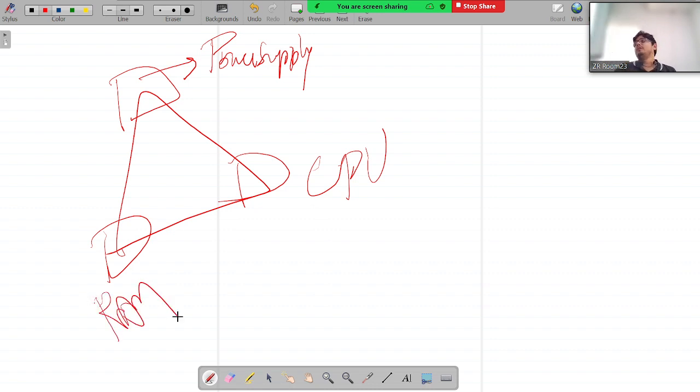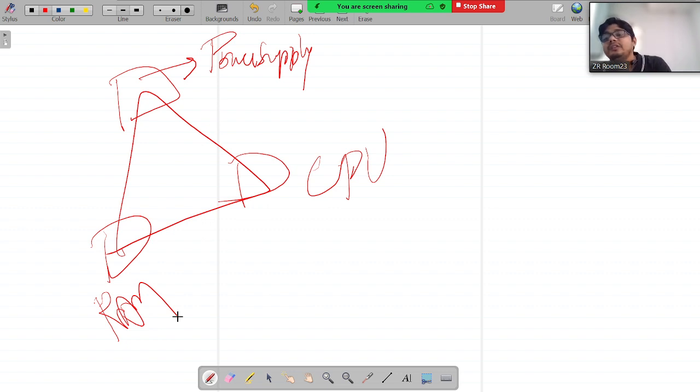Now, for a human being, a non-academic example. What is important if we want to survive? Our heart. If there is no heart, can we survive? No. In the same way, power supply, CPU and RAM are the heart.